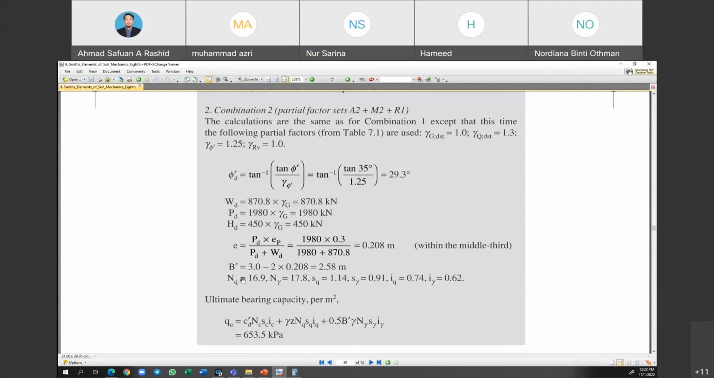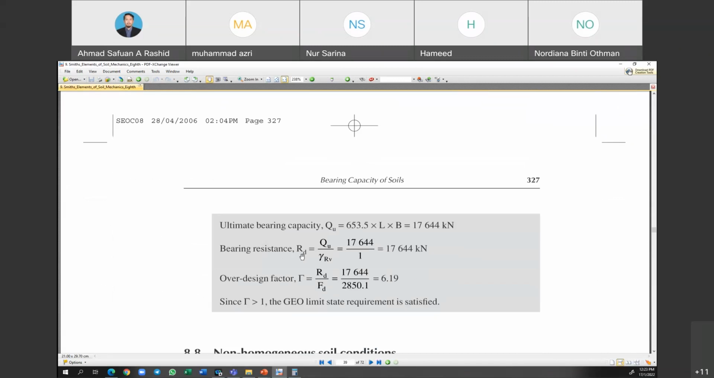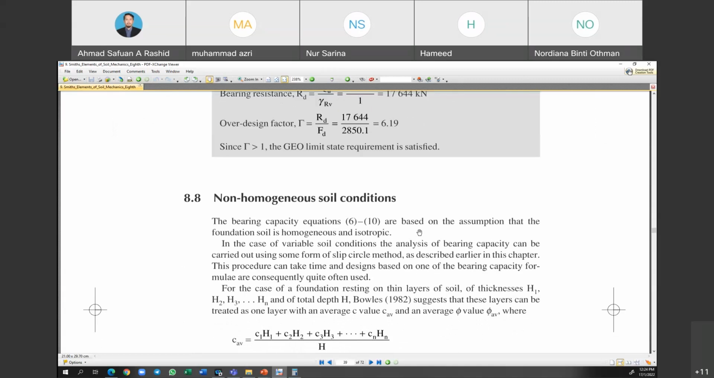So we repeat the same procedure. And from there we can get the over design factor, which is 6.19. Since the over design factor is greater than 1, the geo limit state requirement is satisfied. So that is all for the bearing capacity of a spread foundation or shallow foundation.